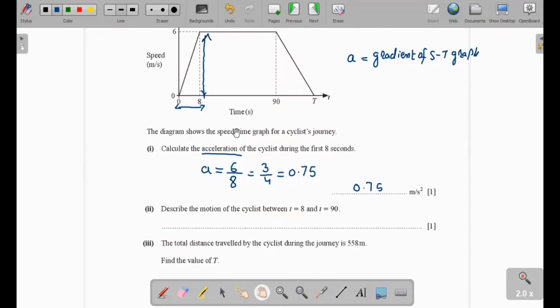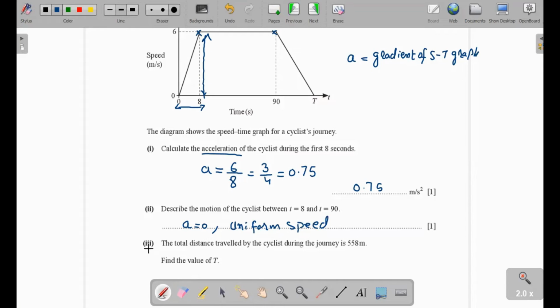Describe the motion. Here we see that at t equal to 8, the speed is 6 meters per second, and at 90, the speed is equal to 6 meters per second. The graph in between is a straight line. When you take the gradient, the gradient is 0, the acceleration is 0, because there is no rise. This is a line parallel to the time axis. When the line is parallel to the time axis, it shows the graph is a uniform speed graph. The motion is uniform speed.